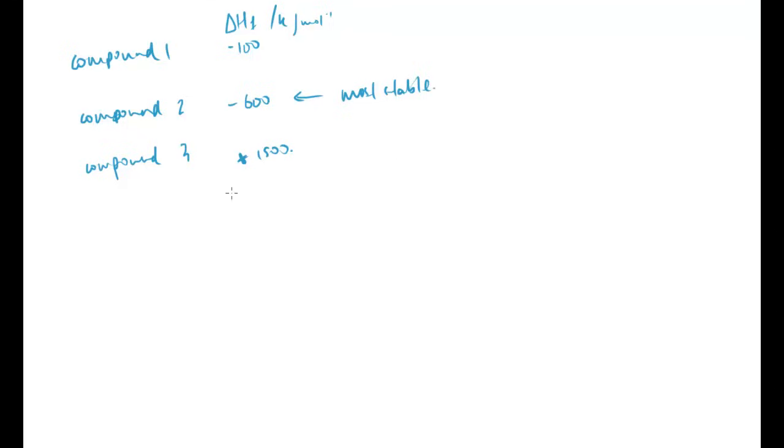Which means ultimately it's the one that will form more readily. If we have a really endothermic formation, it's very difficult. We've got to put in 1500 kilojoules of energy per mole in order to form it. Well, that's a lot. That's not going to happen. If actually we find that forming it releases a huge amount of energy, that's going to happen. That's a very stable way to be. That's very good. And also it means we've got to put in more energy to break it apart. So that's a very stable way to be.